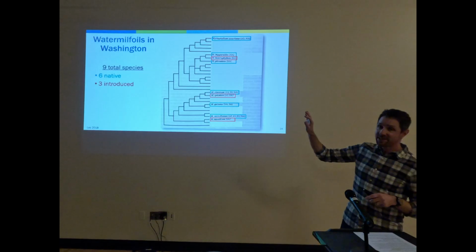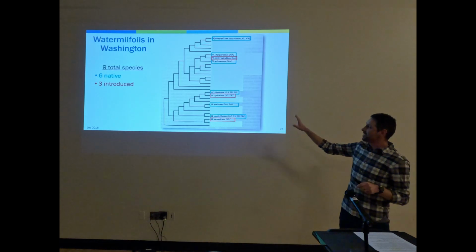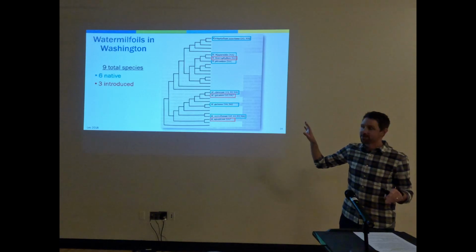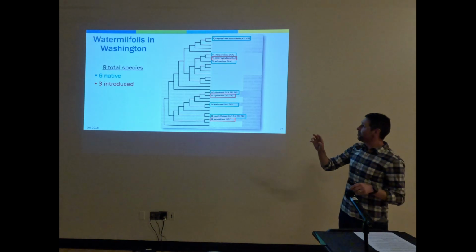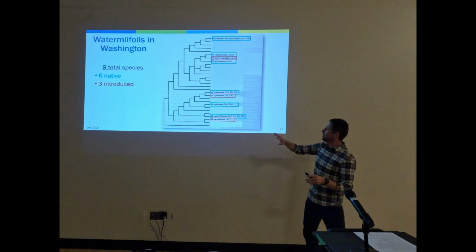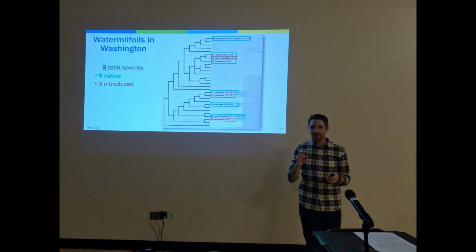So okay, we have 6 native species, which are in blue, and these are the scientific names. I'll explain the common names for everyone here, and 3 introduced that are in red. So a couple I'll point out. I feel like I like using my hands better. So this is Eurasian water milfoil right here, Myriophyllum spicatum. This is northern water milfoil right here, one of our natives. You can see how closely those are related.